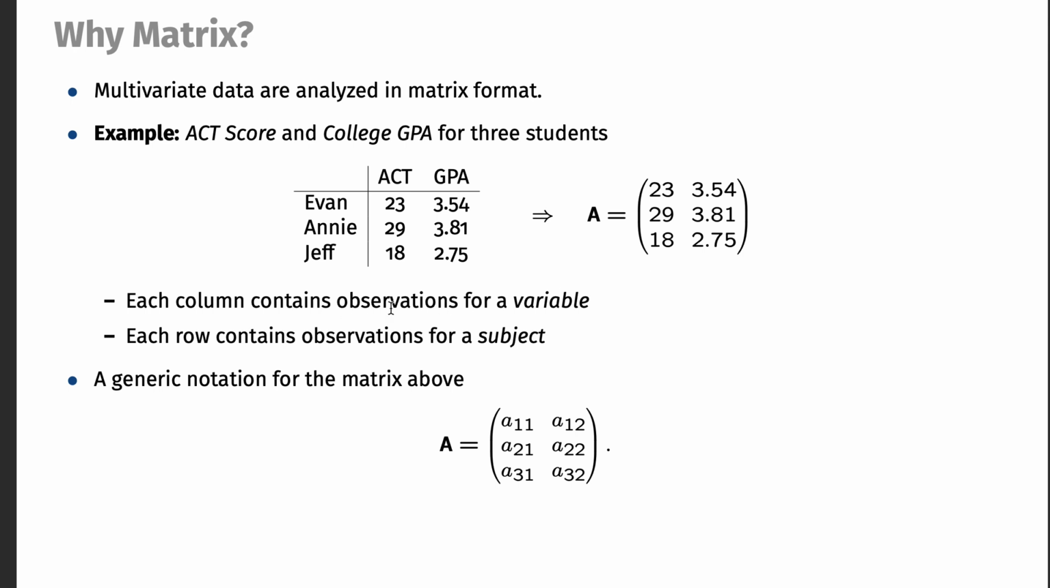Each column contains observations for a variable. So we have 2 variables, ACT and GPA. Column 1, variable 1, ACT. Column 2, variable 2, GPA. And then each row contains observations for a subject. We have 3 subjects here: Evan, Annie, and Jeff.